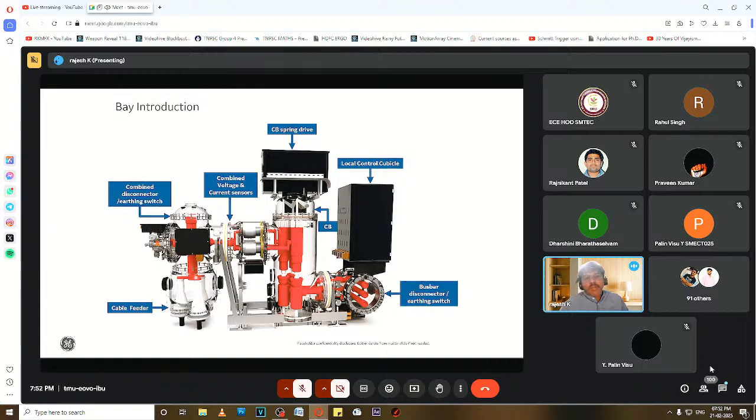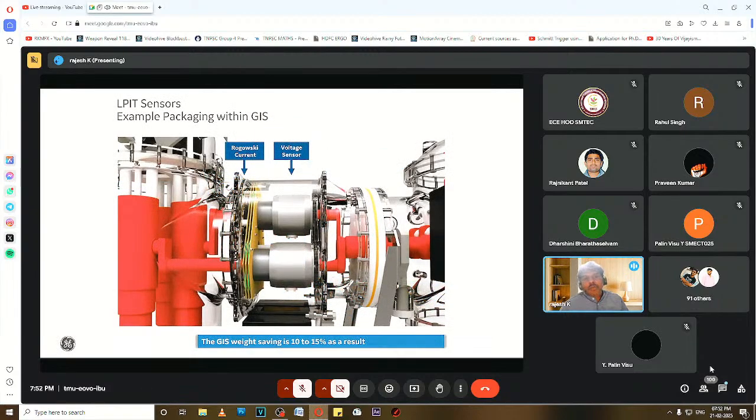However, in the GIS, it's all encapsulated, enclosed gas insulated switchgear. So we have to mount all these sensors inside the switchgear compartment. We have options to have the sensors mounted inside: voltage sensors and current sensors. This is the full mechanism of the gas insulated switchgear. Let's further break down how the sensors work inside the chamber of GIS. We'll have the Rogowski current sensor inside, and then voltage sensors inside the compartment as shown below.